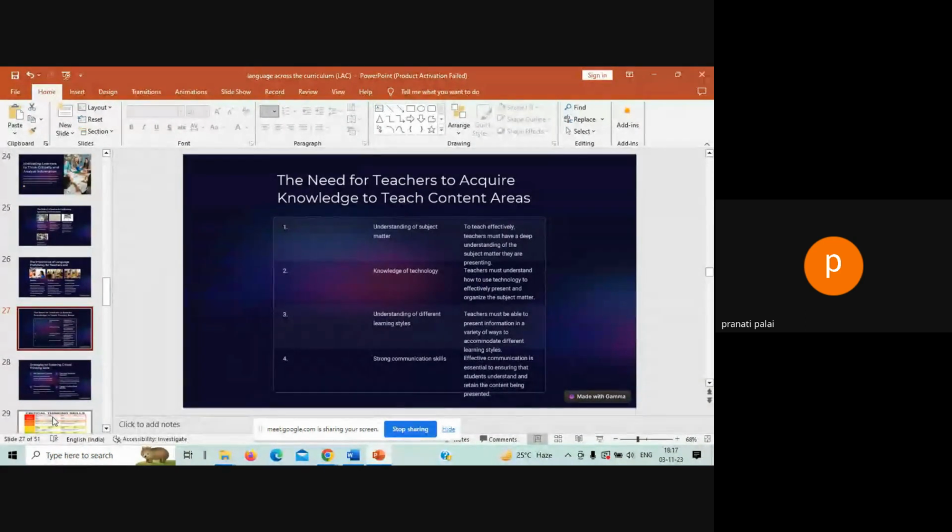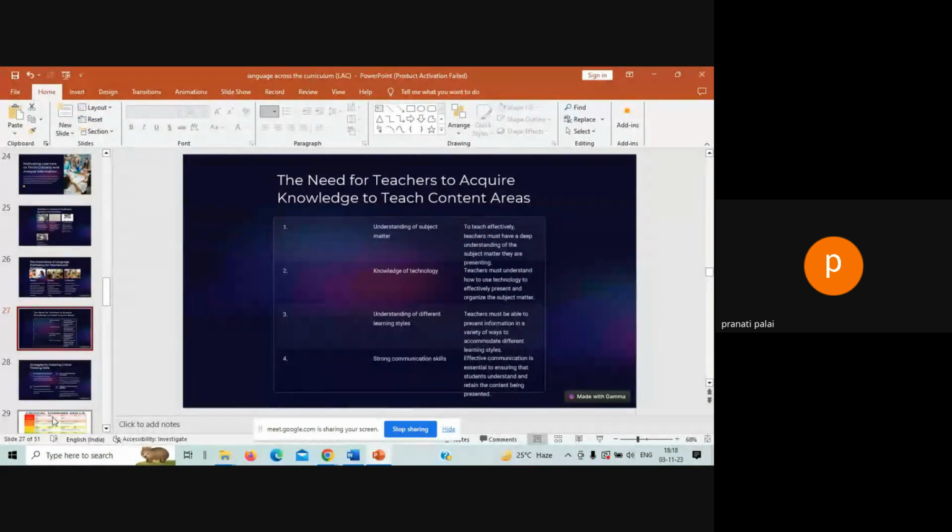The need for teachers to acquire knowledge to teach content areas. To teach effectively, a teacher must have a deep understanding of the subject matter they are presenting. Next, teachers must have the knowledge of technology. Teachers must understand how to apply technology effectively and efficiently to organize the subject matter and present it in a better way.